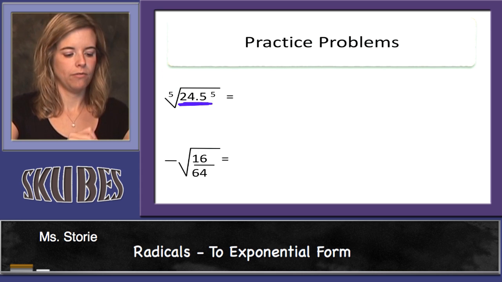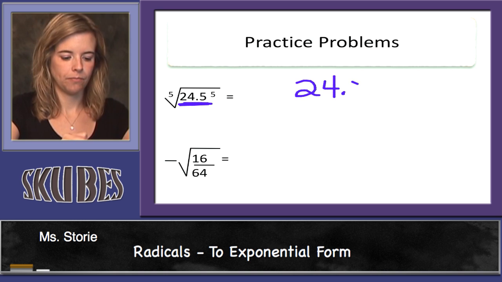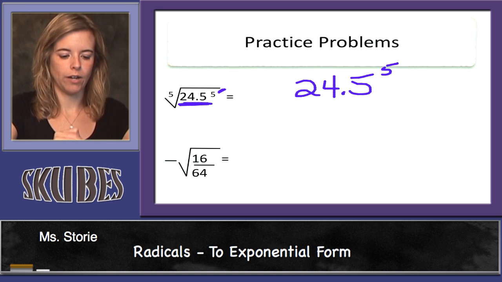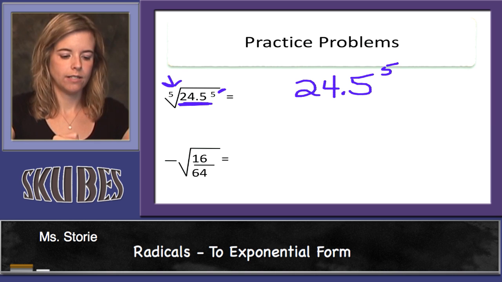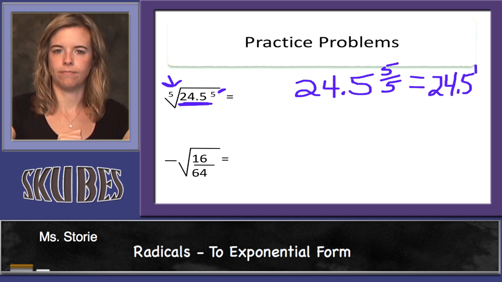You've got 24.5. Doesn't matter that it's a decimal, still stays as your big base number. You've got an exponent of 5, so that is your numerator on your new fraction there. And the 5 for your index becomes the denominator here. Now you can reduce it and simplify it. What's 5 divided by 5? 1. So it's actually 24.5 to the first.